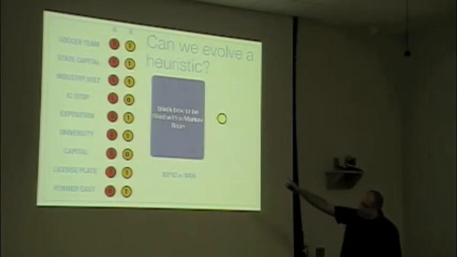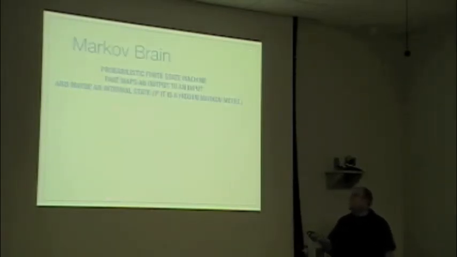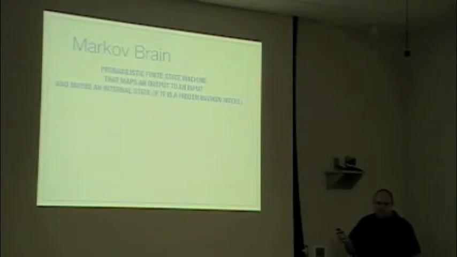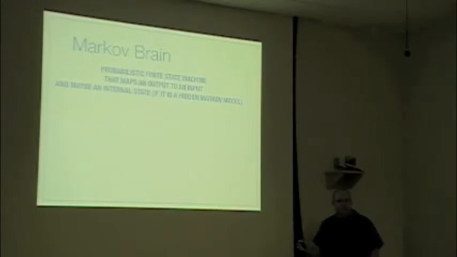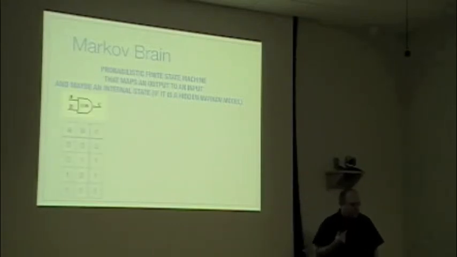Now, of course, we would like to evolve a brain that does that, so we use our hopefully already well-known Markov brains, but let's just wrap up what this is. Markov brains are probabilistic finite state machines that map input to outputs, and if necessary, also use what's called internal states. How does this work?